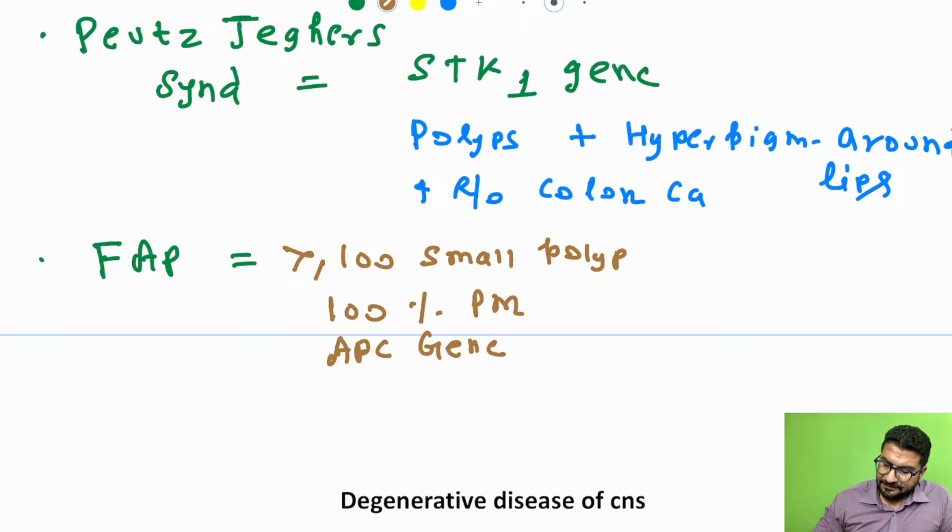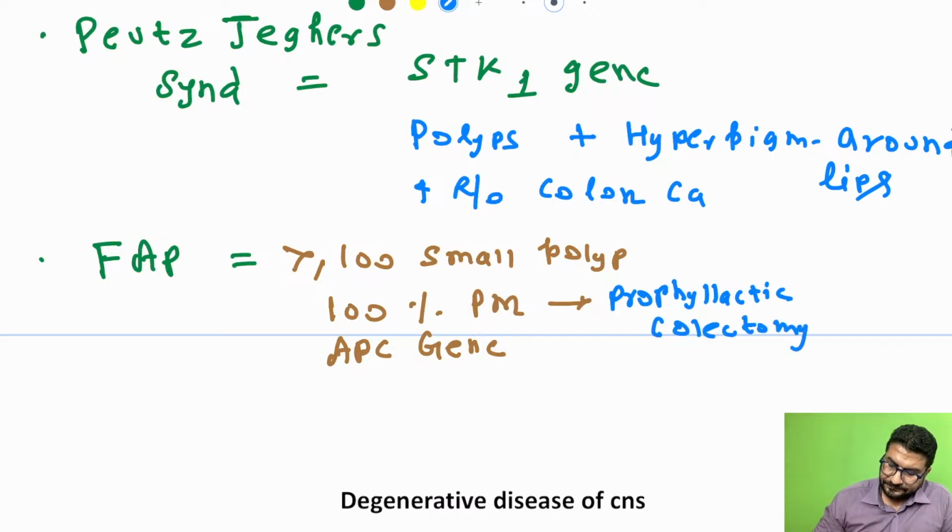When a polyp is 100% pre-malignant, before these polyps convert into cancer, what we do is prophylactic colectomy. So we remove the colon beforehand. Done.